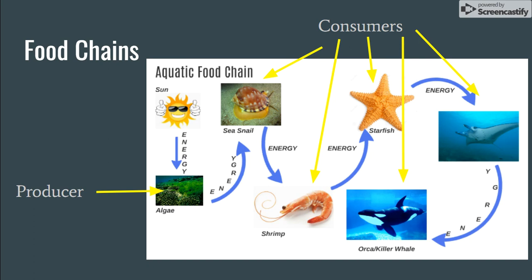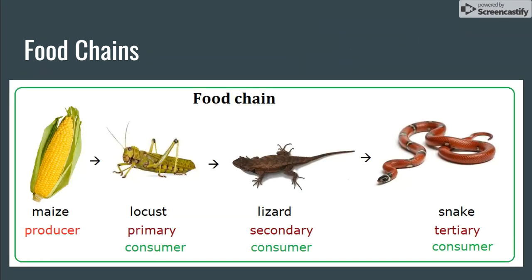We have one producer that is then eaten by the primary consumer. And then as we move up the food chain, it goes primary consumer, secondary consumer, tertiary consumer, fourth level, and fifth level consumer. Another example of this is in this land food chain here. So we start with the corn or the maize that's a producer. The corn creates energy by going through photosynthesis using the sun, water, and carbon dioxide to create its energy.